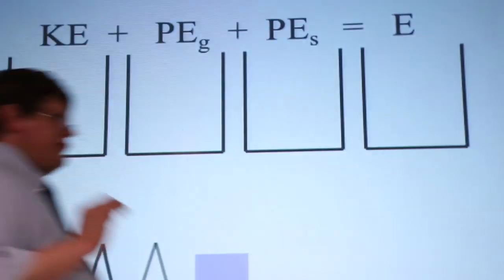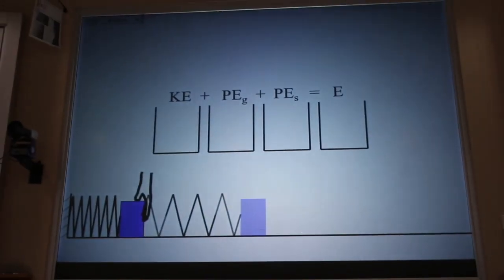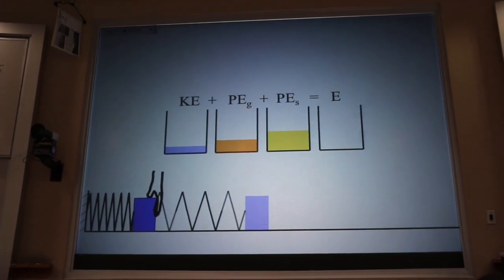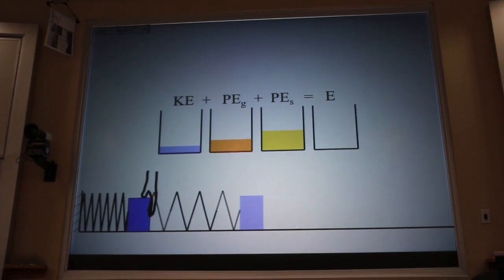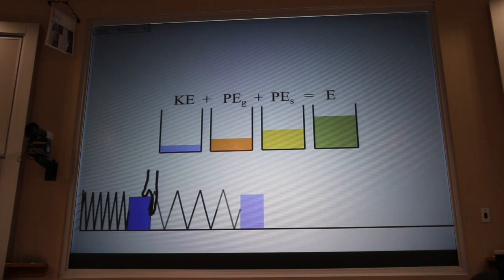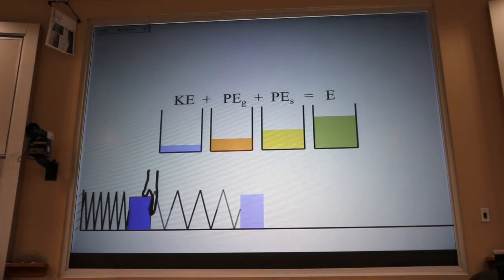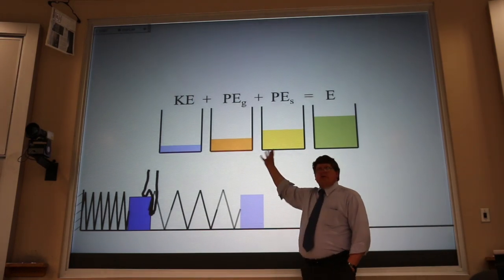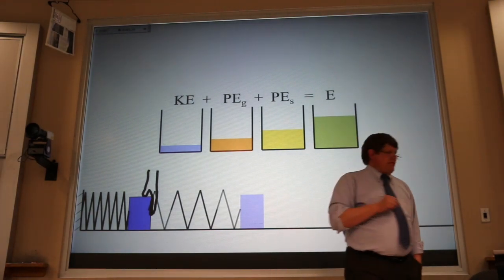Well, it's all about system. In general, we've been talking about 3 different buckets: a kinetic, a gravitational, and a spring potential. And we add those together to get the total mechanical energy. However, some problems don't demand all 3 buckets.